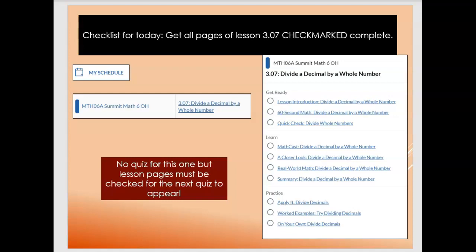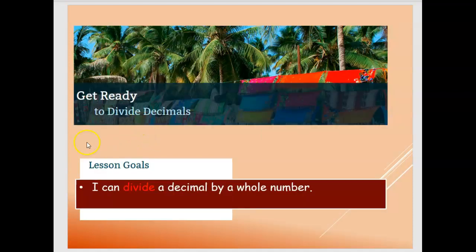And I have a little bit of extra help in your OneNote, which I'll talk about in a second, on regular division. But this lesson doesn't have a quiz. Please make sure you have every part of the lesson checked off. Even if it doesn't show up on the My Schedule page as checked off, when you click into the course and go to the content link, you should definitely be able to see your check marks. That way you're prepared for what comes next week when we get into dividing a decimal by a decimal. So the goal today is: I can divide a decimal by a whole number.